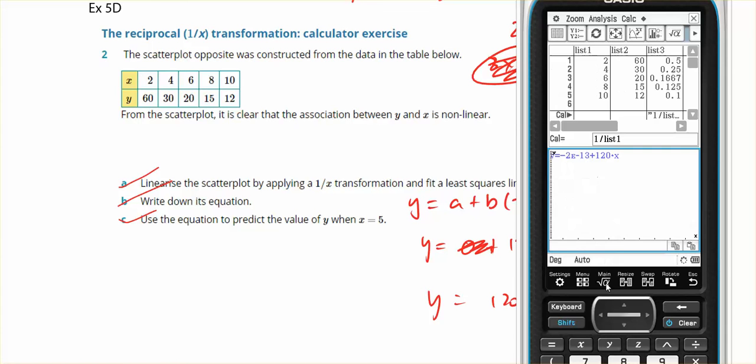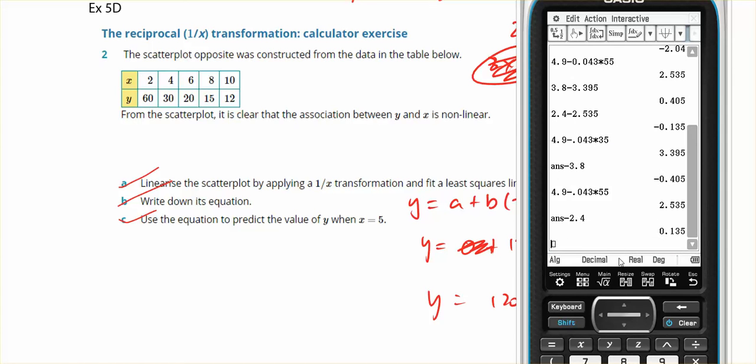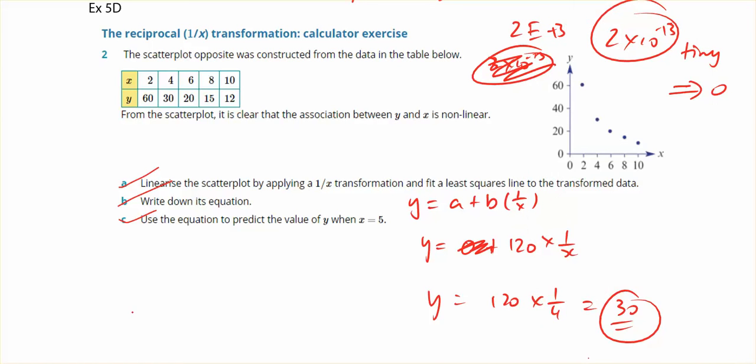If I put that on the main screen, 2 times 10 to the power negative 13, I'm not sure whether it's going to display it. Oh, it doesn't. But either way, you get what it means. It's actually this value, which is tiny. So you don't need to worry about it.